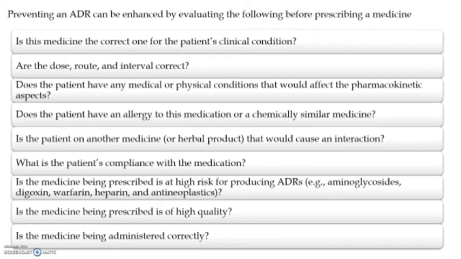Preventing an adverse drug reaction can be enhanced by evaluating the following before prescribing a medicine. Is this medicine the correct one for the patient's clinical condition? Are the dose, route, interval, and frequency correct? Does the patient have any medical or physical condition that would affect the pharmacokinetic aspects? Does the patient have any allergy to this medication or a chemical similar to this medicine? Is the patient on another medicine that would cause an interaction? What is the patient's compliance with the medication? Is the medicine being prescribed at high risk of producing adverse drug reaction, such as aminoglycosides, digoxin, warfarin, heparin, etc.? Is the medicine being prescribed of high quality? Is the medicine being administered correctly?